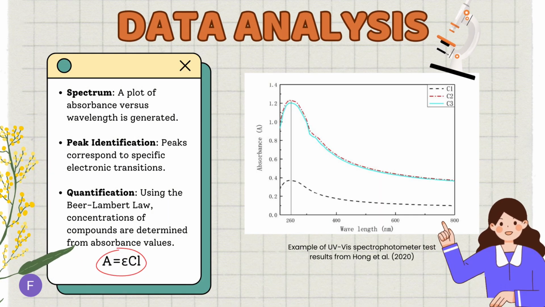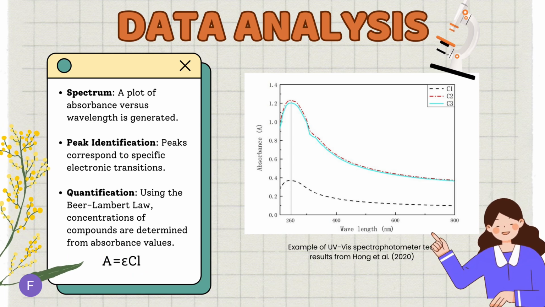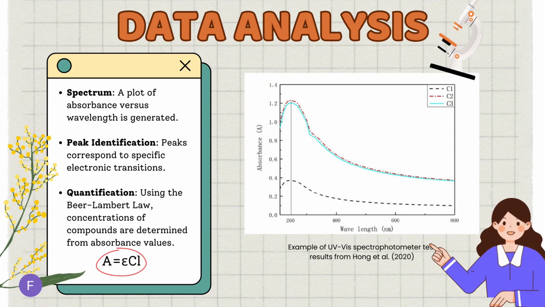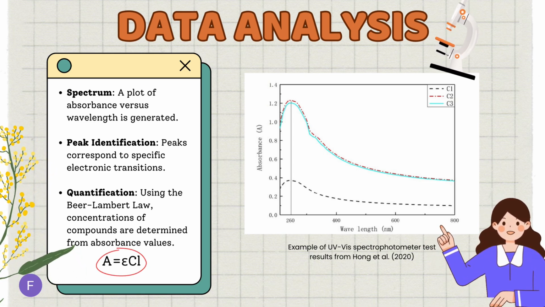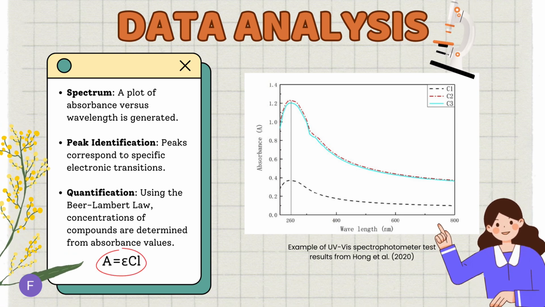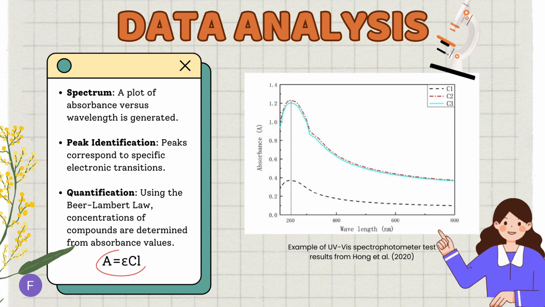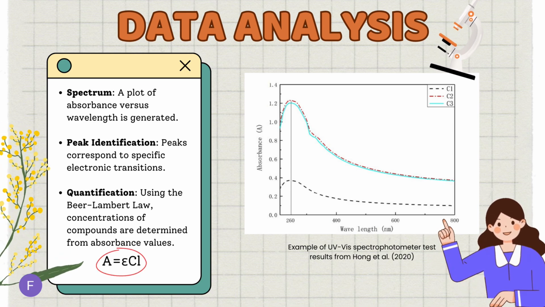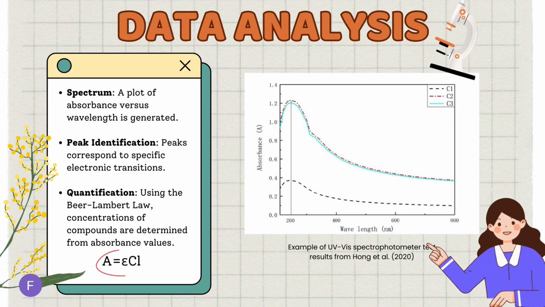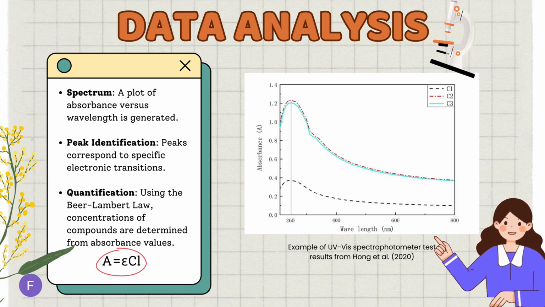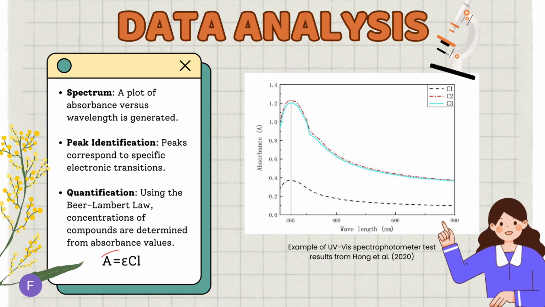For the data analysis, for the spectrum, a plot of absorbance versus wavelength is generated. After that, peak identification, where peaks correspond to specific electronic transitions. And lastly, quantification, using Beer-Lambert's law. Concentrations of compounds are determined from absorbance values.